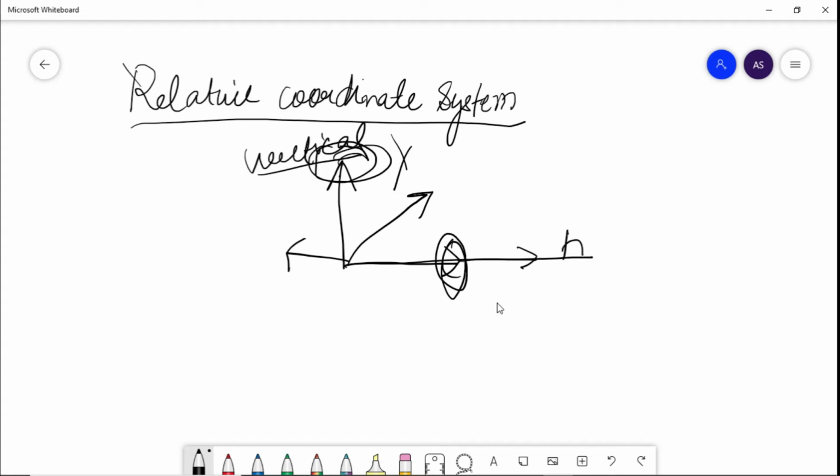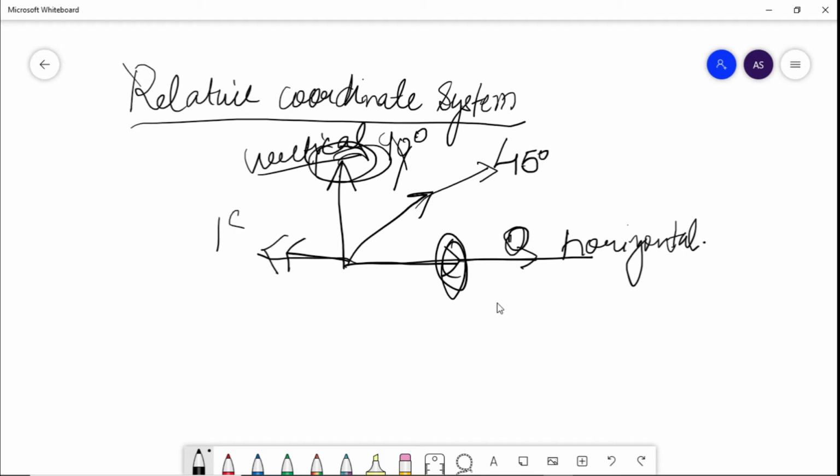This is horizontal. Another, this direction, if I say this is the zero line and this is at 90 degree, so this is at 45 degree. Another line which is here, this is at 180 degree. So these are all the different directions that we can form from the line command.